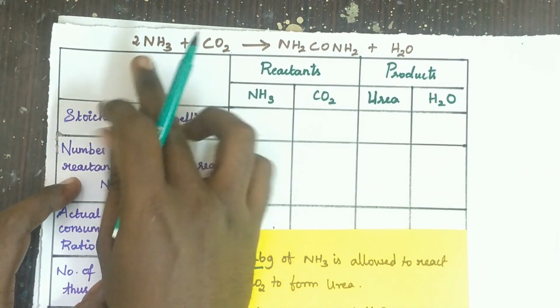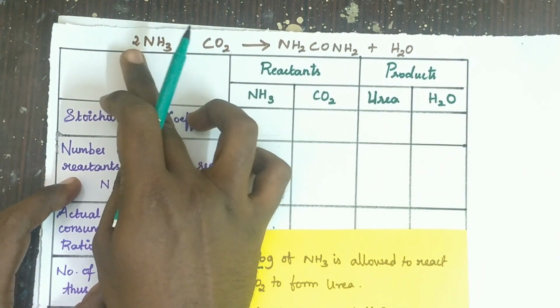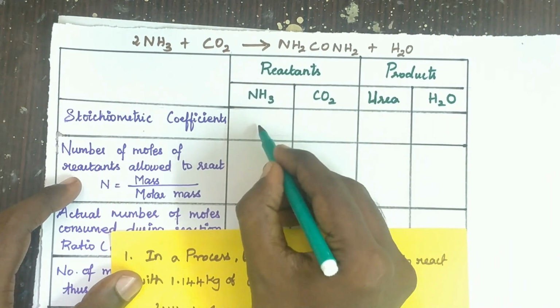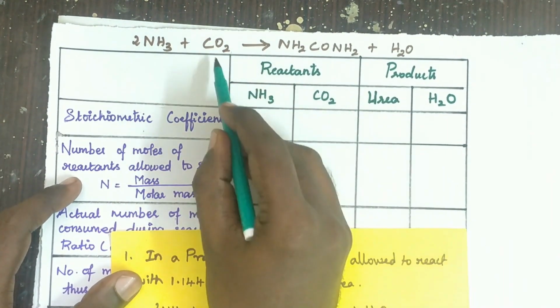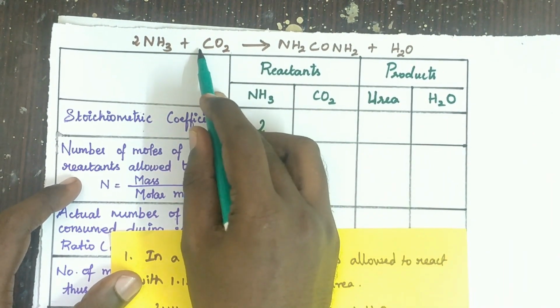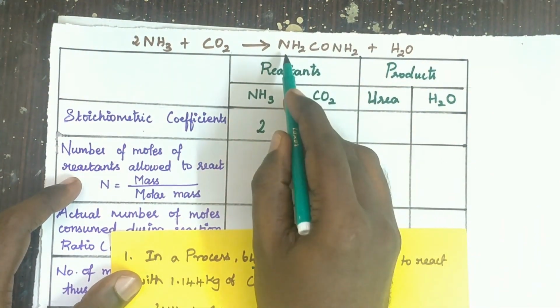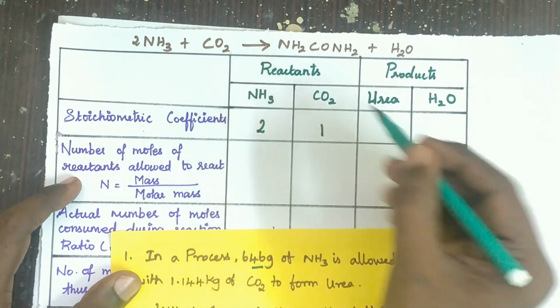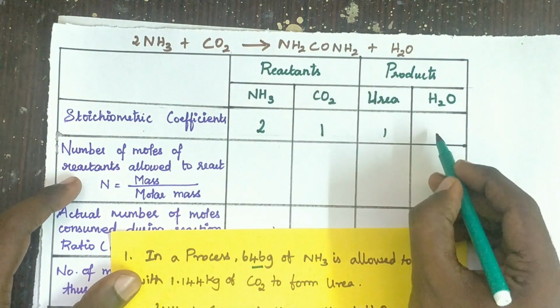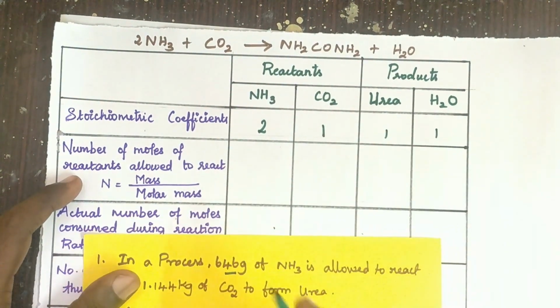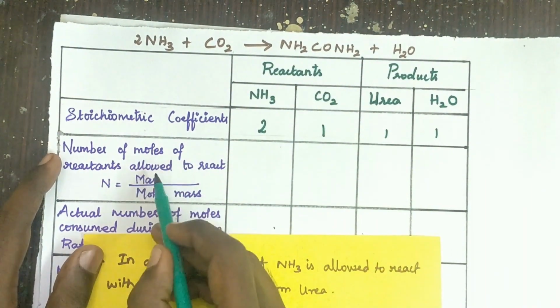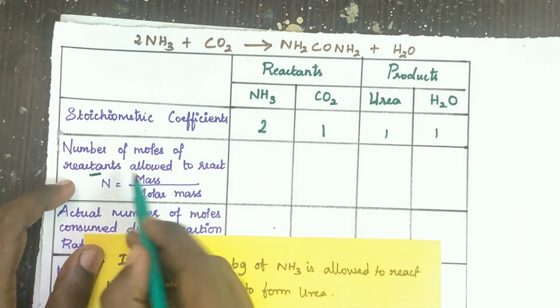So in this reaction, NH3, the number given is 2, so the stoichiometric coefficient for NH3 is 2. For carbon dioxide, they didn't give any number, which means it is 1, so 1 mole of CO2. In the case of urea, they didn't give any number, so consider it to be 1. Water is also 1.